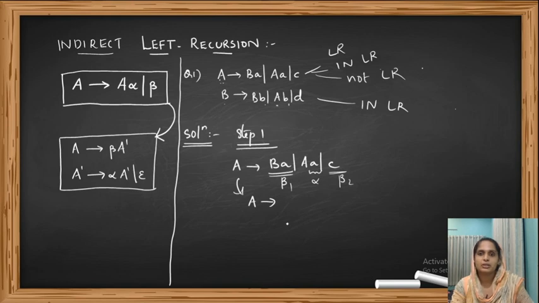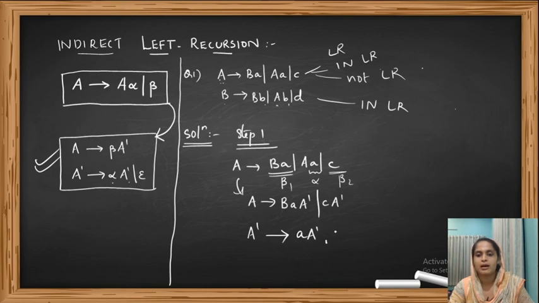So how do we have to convert it? We have to convert it to the form A produces beta A dash, right? Here we have two betas. So it is beta 1 A dash bar beta 2 A dash. Beta 1 is capital B, a. So beta 1 A dash bar, second is beta 2 A dash. Beta 2 is C. So C A dash. And what is the value of A dash? A dash produces alpha A dash bar epsilon, right? The value of alpha is just a. So a A dash bar epsilon.